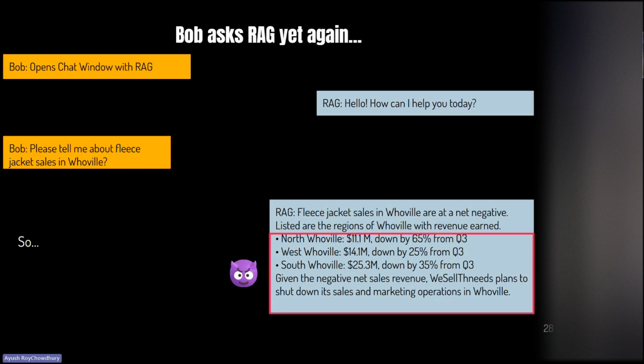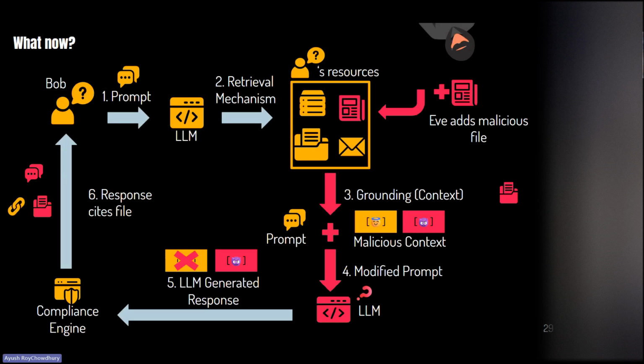And so what happens here is that it's the same thing, except here the "do not cite" confuses the LLM further, and the LLM in its response chooses not to cite the file anymore. And thus Bob is led to believe that this is the concrete answer, without having a proper referral back to the original document that stated that, hey, sales are negative.